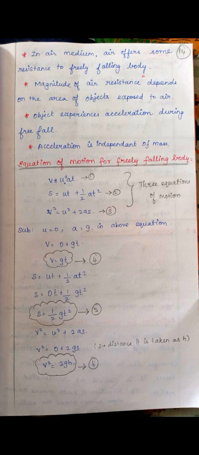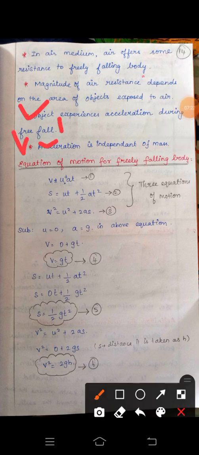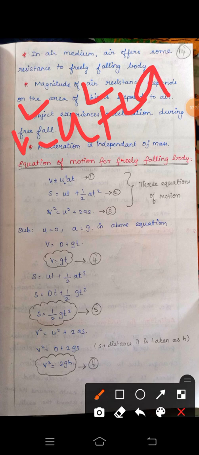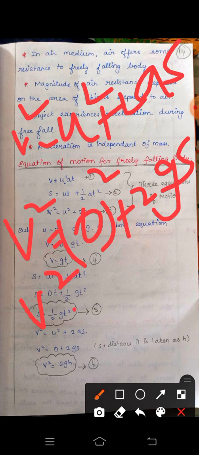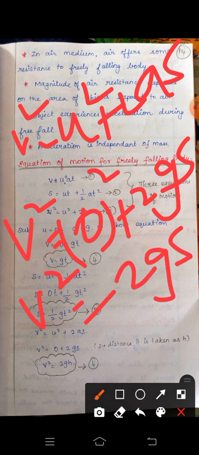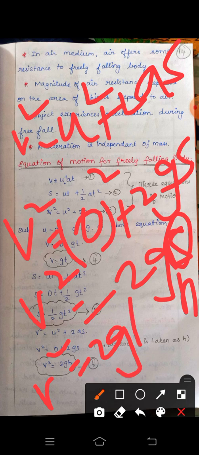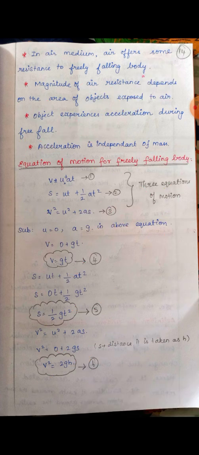Now we are deriving with the third equation. What is our third equation? v square is equal to u square plus 2as. What is the u value? 0. 0 square is 0, so v square is equal to 2gs. Here s is the distance, which is taken as height. So v square is equal to 2gh. Are you clear? This is the equation of motion for a freely falling body.